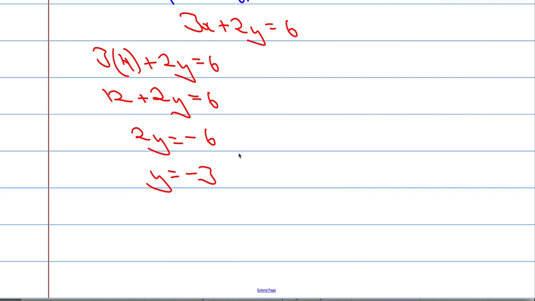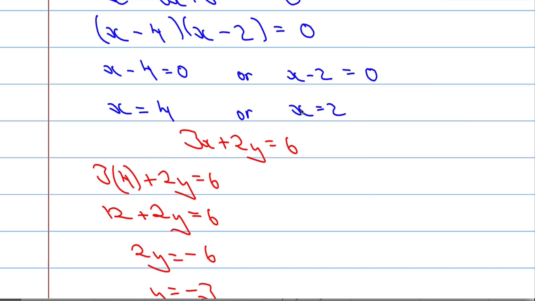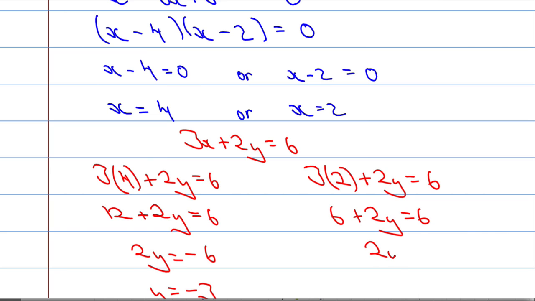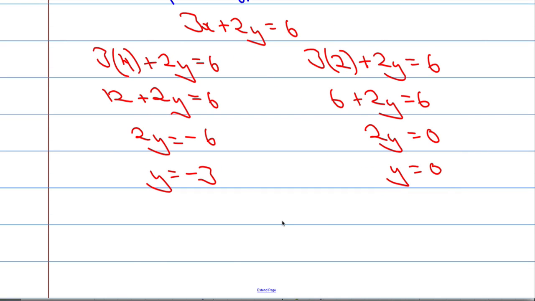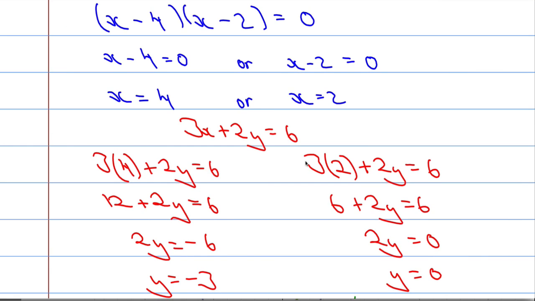That's the first one though. So let's go back here. Now I've got to substitute in 2, so we get 3 times 2 plus 2y will be equal to 6. And now expanding this out, we get 6 plus 2y will be equal to 6, which means 2y is equal to 0, which means y is equal to 0. Now I am going to prove that this one worked. Let's just write down the solutions again. Here we had 4 and negative 3, and over here we have 2 and 0.